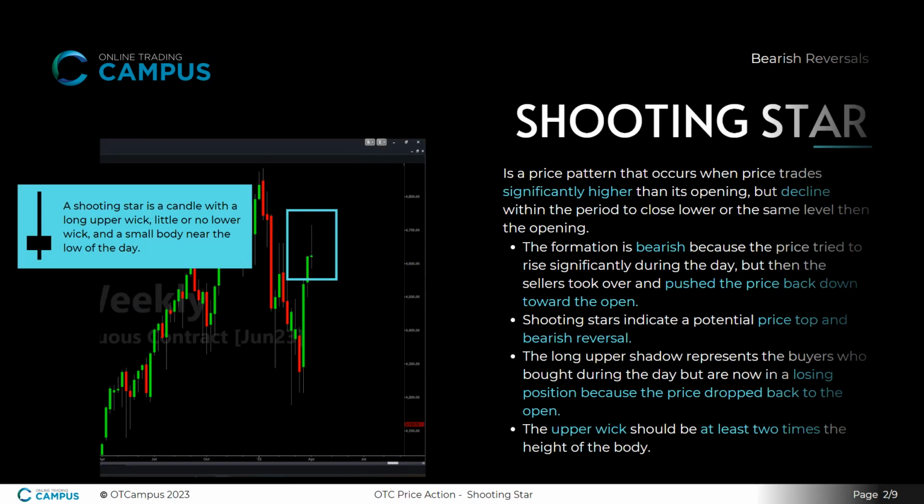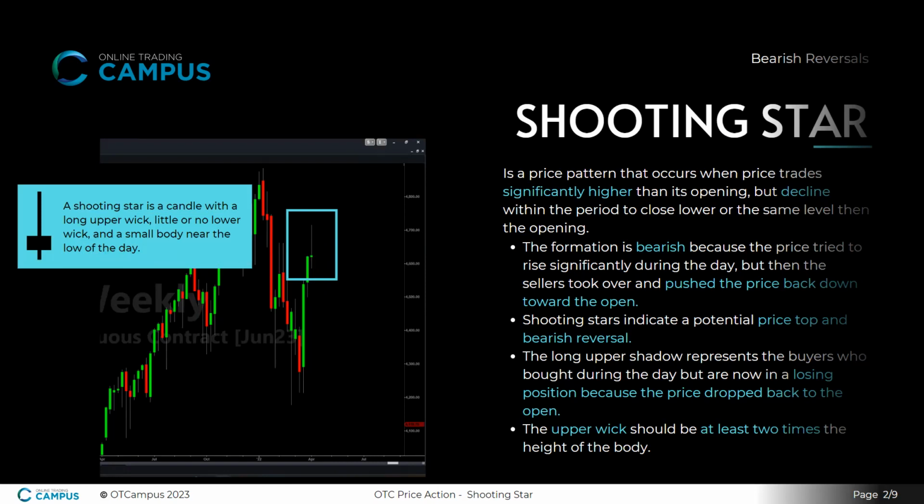Talking about Thursday or Friday, for example, price declines, right? And it moves all the way back. That was the high and then it comes back to the open, makes also a new low here, and then closes very nearby the low of the day. And yes, let's go to the key takeaways here. The formation is bearish because the price tried to rise significantly during the day, but then the sellers took over and pushed the price back down toward the open.